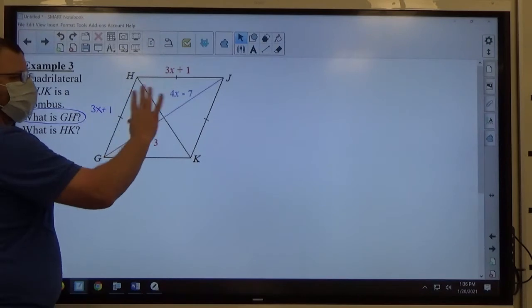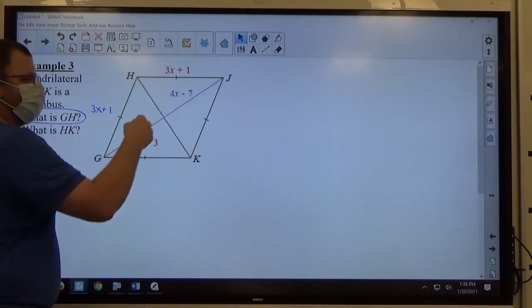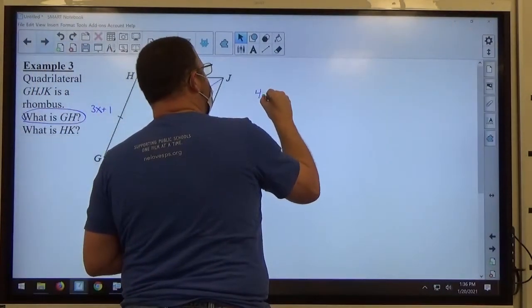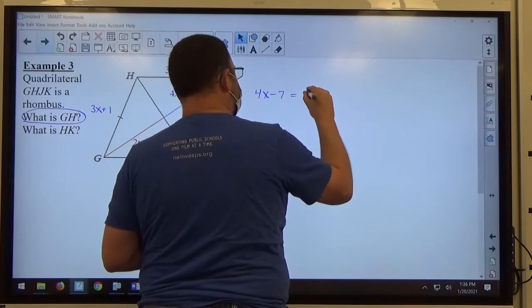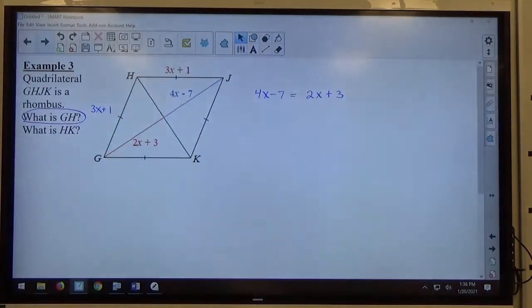I use different colors so there's no confusion. This little piece is 4x minus 7. That little piece is 2x plus 3. Those two pieces should be equal to each other. So 4x minus 7 equals 2x plus 3. Again, I take a fact with a property to create an equation, and then I solve the equation. I can figure out what x equals.